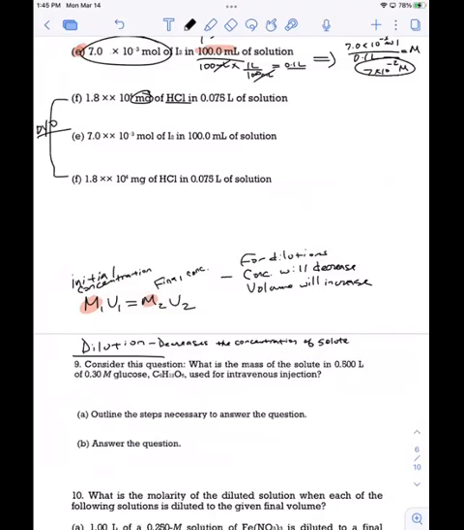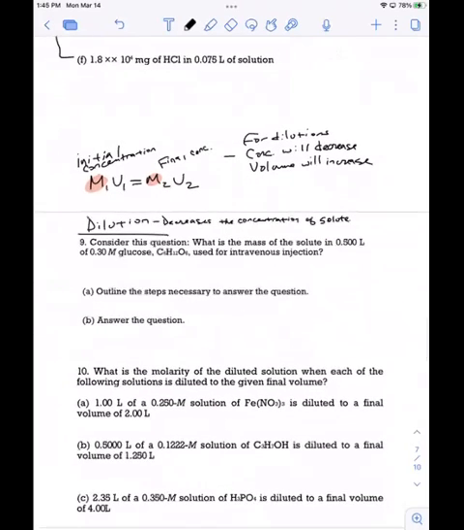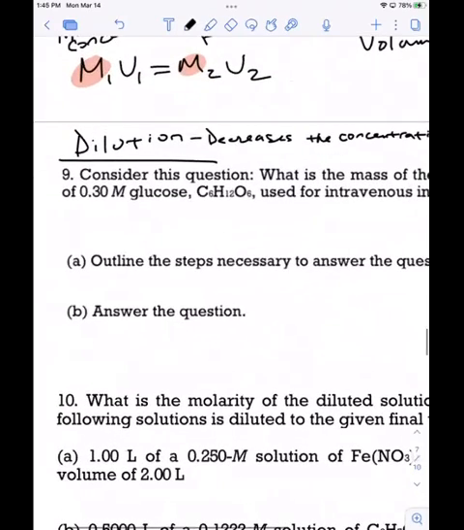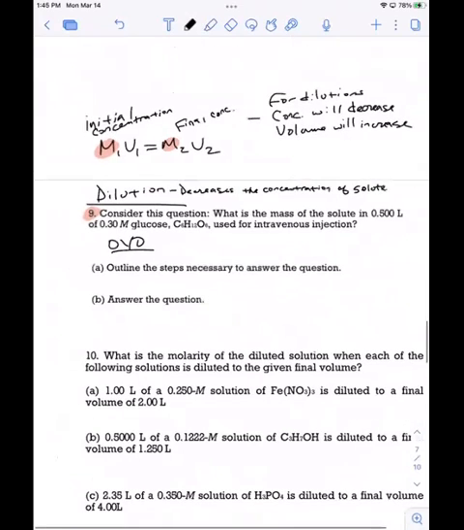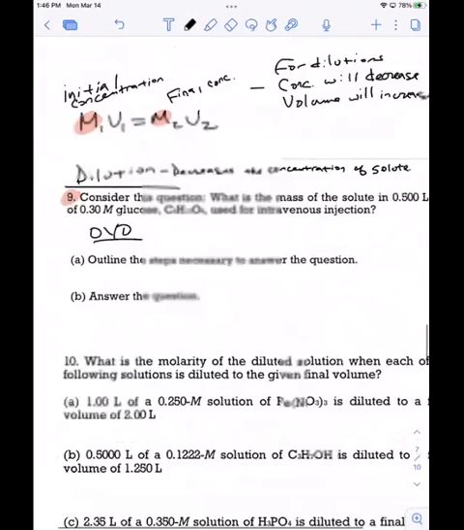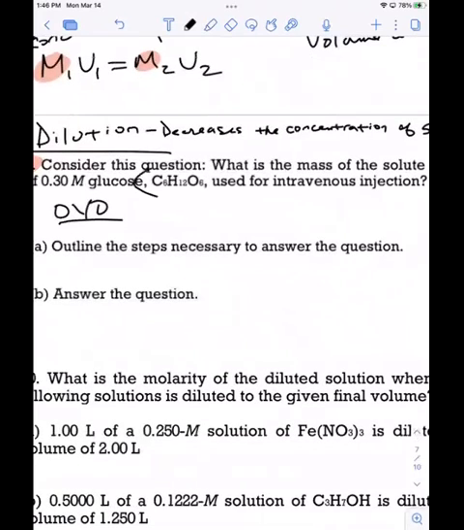All right. So let's look at a few of these. You can do number 9 on your own too. I'm going to write that in here. This is the same, just like all of the ones up top. Consider this question: what's the mass of solute in 0.3 molar glucose in this volume? So you have to figure out, in this case, you can get moles and then convert moles into grams using the molecular weight of glucose.